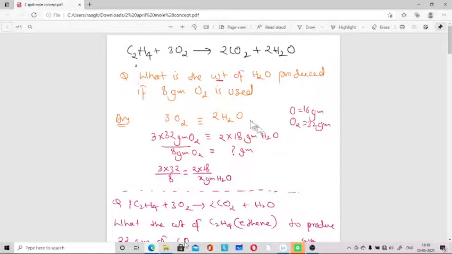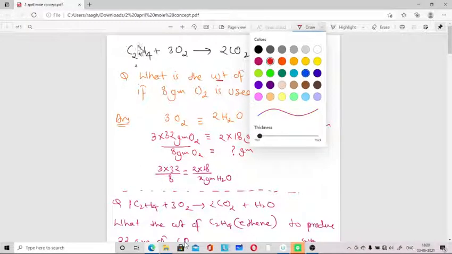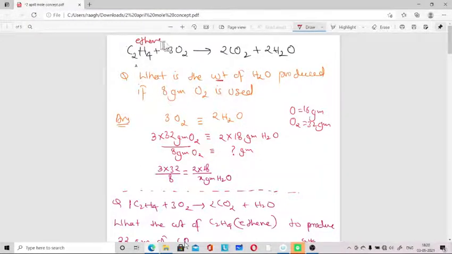So this is our equation, that is your ethene. Sorry, that is your ethene, version of ethene. This one. So this is your ethene. Now ethene reacts with oxygen to produce carbon dioxide and water. As we have discussed in the previous videos, let's start solving it. Now the question is, what is the weight of water produced if 8 gram of O2 is used?